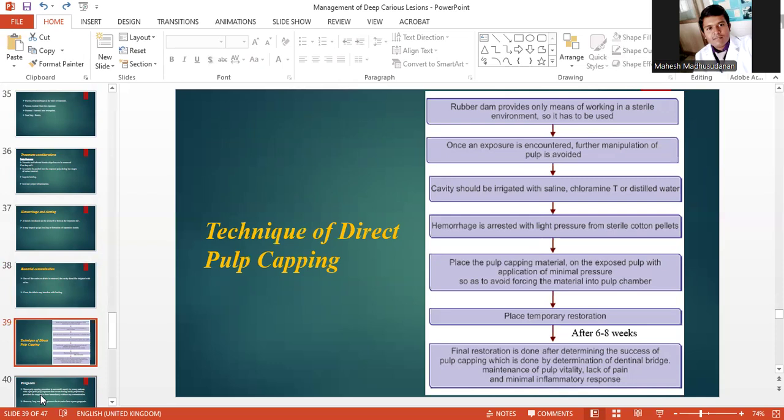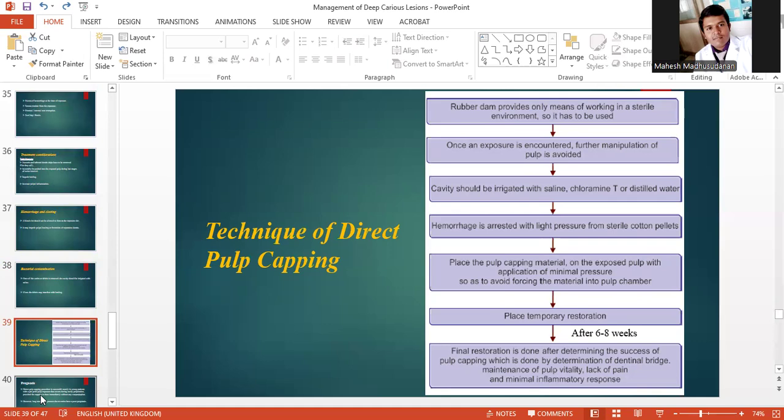Once an exposure is encountered, further manipulation of pulp is avoided. The cavity should be irrigated with saline, chloramine T, or distilled water. Hemorrhage is arrested with light pressure from sterile cotton pellets. Place the pulp capping material on the exposed pulp with application of minimal pressure so as to avoid forcing the material into the pulp chamber.